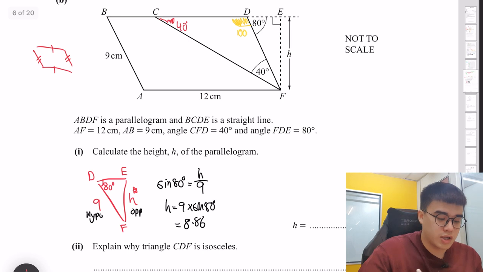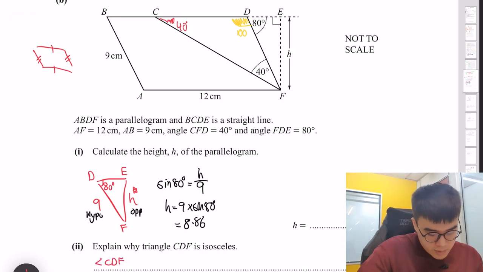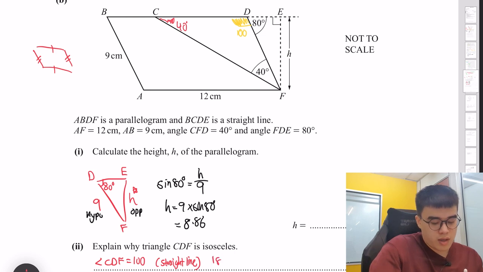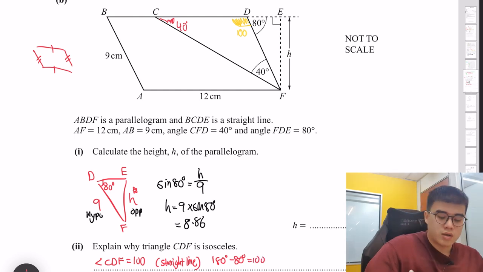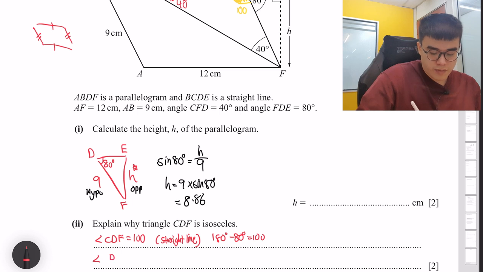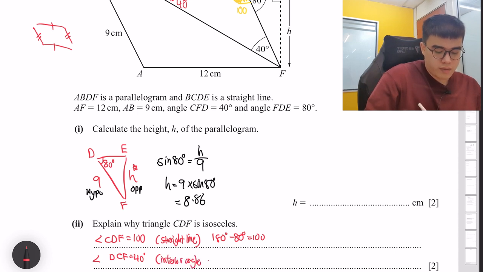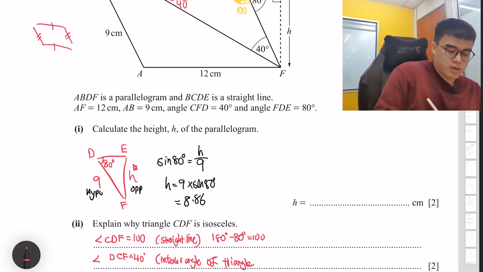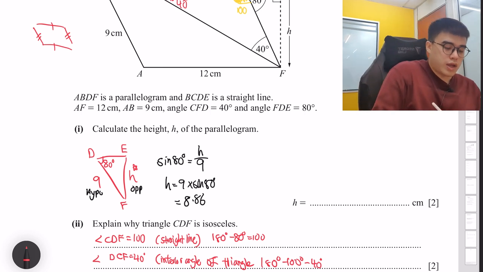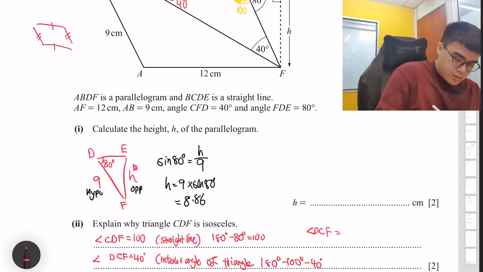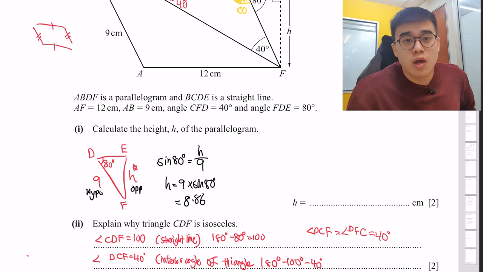Okay, why is CDF isosceles? Because angle CDF, the reason is straight line. You write 180 minus 80 equals 100. And the angle DCF will be 40, because interior angle of triangle. So with these two pieces of information, you now know that angle DCF. Okay, so these are the points that were labeled down for this part of the question.